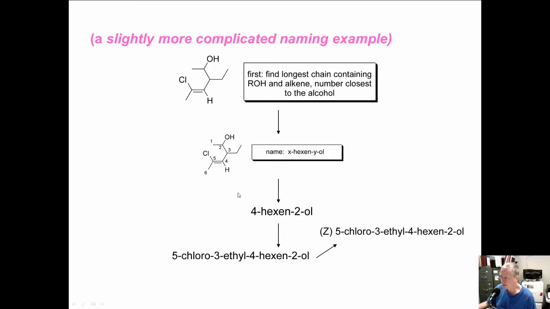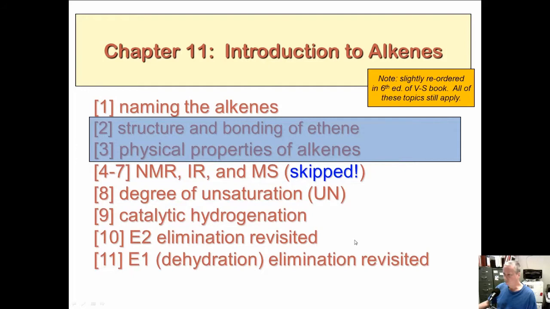All right, so remember on the quiz, I'm not going to have you do what I just did on these kind of alcohol-alkene problems because they're kind of tough, but I might give you the name and ask you to draw the structure, which is actually pretty easy, right? Okay, structure and bonding of ethene and then physical properties of alkenes.